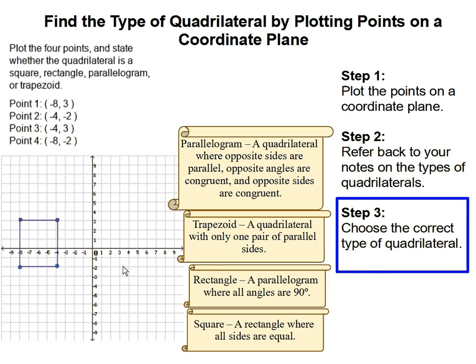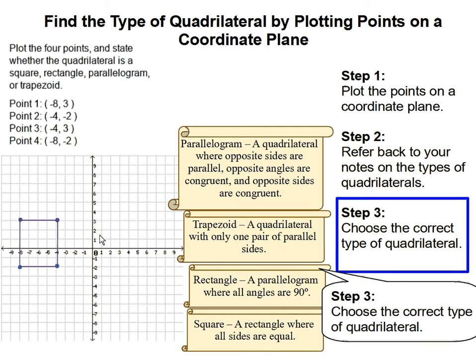Okay, so if you said it's a parallelogram, you'd be correct. If you said it was a rectangle, you would be correct. But you want to choose the answer that's the most specific, right? And so since this is a special parallelogram and it's a rectangle, this is actually the best answer here. Okay, so rectangle is the best answer, even though parallelogram is also correct.